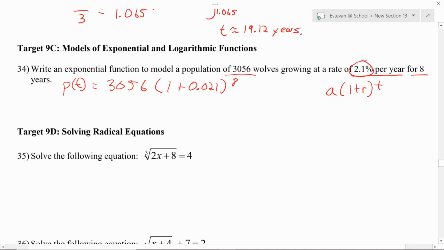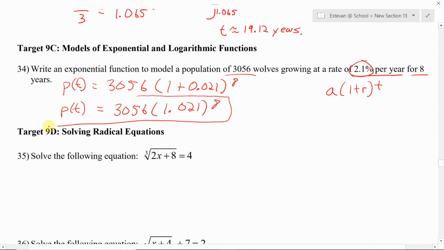Okay. Then P of T is equal to 3,056 times 1.021 raised to the 8. And that'll be it.